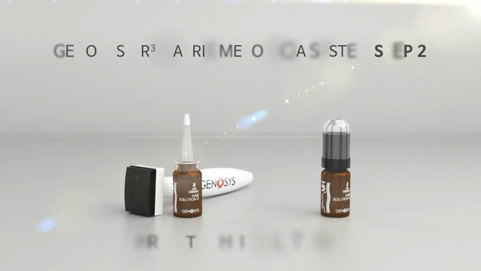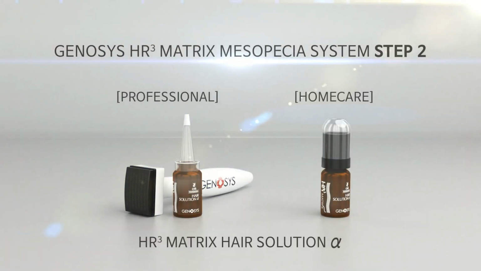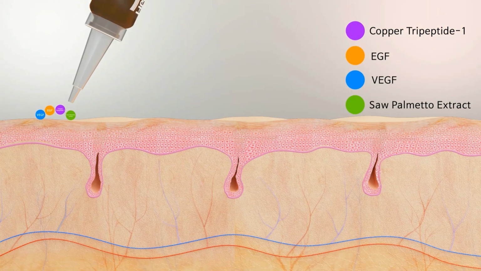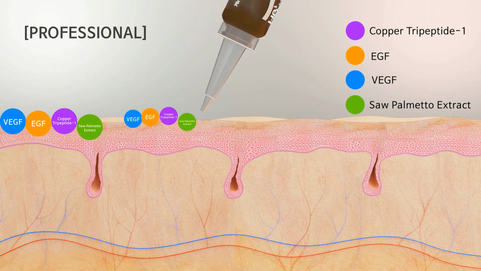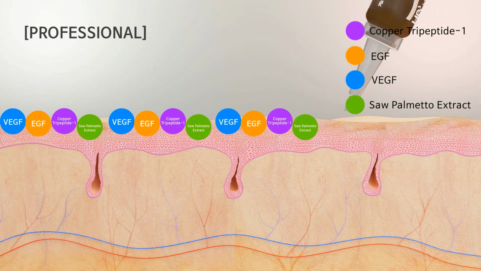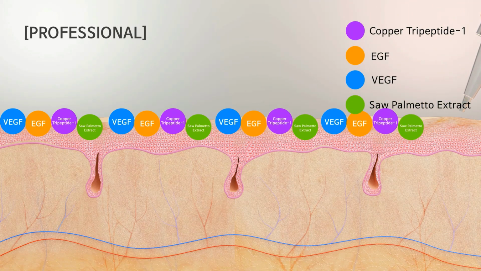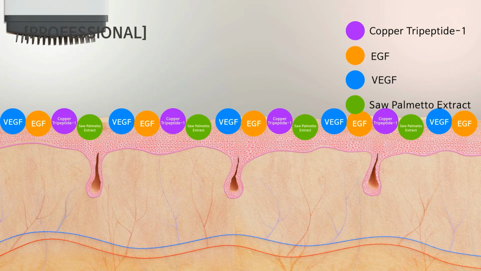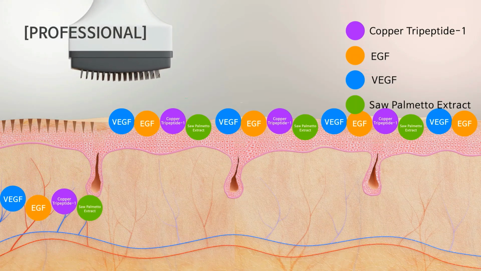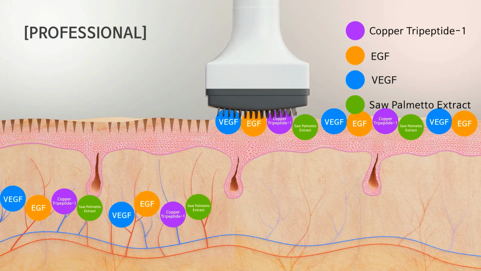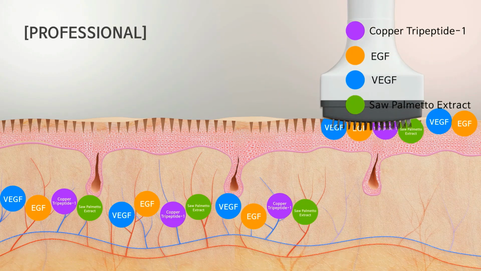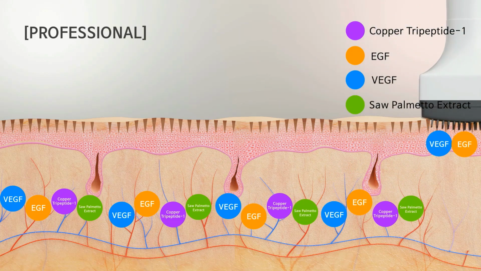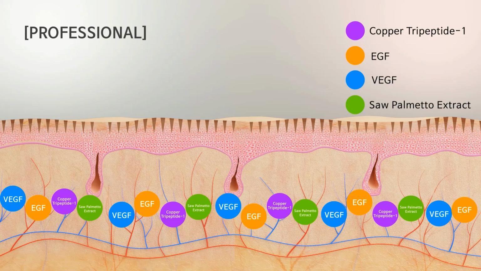The main step of the Genesis HR3 Matrix Mesopecia System is microneedling treatment with HR3 Matrix Hair Solution Alpha. Apply HR3 Matrix Hair Solution Alpha to the clean scalp following the application of HR3 Matrix Scalp Peeling. It supplies nutrients to the scalp and provides the right environment to improve hair loss. Start stamping or rolling to increase the delivery of nutrients into the scalp. Through microchannels generated by microneedles on the scalp, various growth factors for creating and widening blood vessels can be effectively delivered to the scalp.